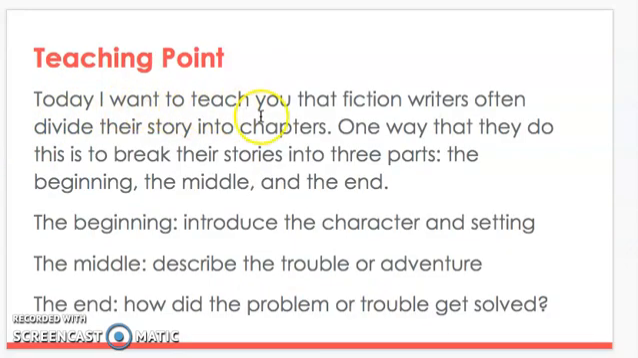So today I want to teach you that fiction writers often divide their story into chapters. One way that they do this is to break their stories into 3 parts: the beginning, the middle, and the end. The B, the M, and the E. So the beginning is when these authors introduce the character and the setting. The middle is when they describe the trouble or the adventure. And the end is, how did the problem or trouble get solved?